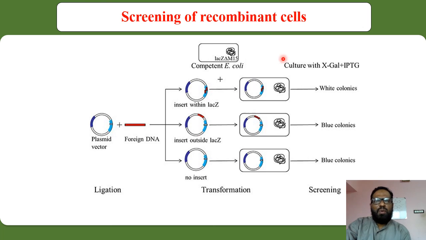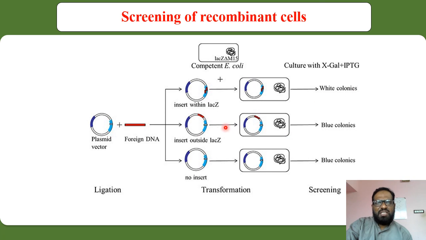The second thing we use is a stimulator or activator of the enzyme, called IPTG. IPTG is isopropyl thiogalactoside, which is the inducer of the enzyme. Whenever you use this, if your gene of interest is present within the LacZ alpha, then white colonies will be generated.